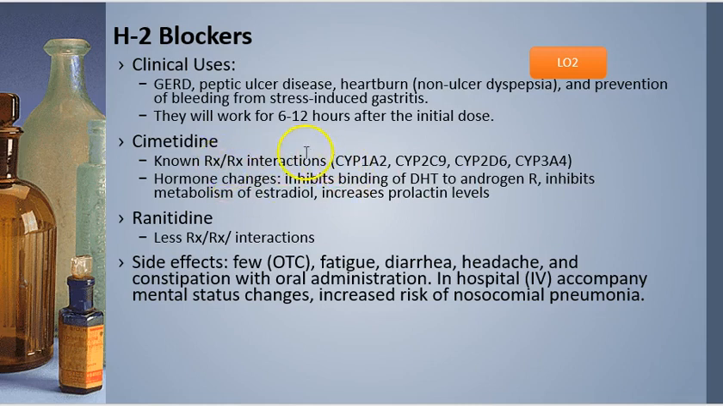This would be problematic for patients who persistently take cimetidine daily for long-standing GERD or peptic ulcer or any of the other conditions listed up here. For patients that take cimetidine once or twice a month, you wouldn't have to worry about these drastic hormonal changes. Along those same lines, ranitidine is a little bit better in terms of pharmacological management because there are fewer drug-drug interactions, which is always good.